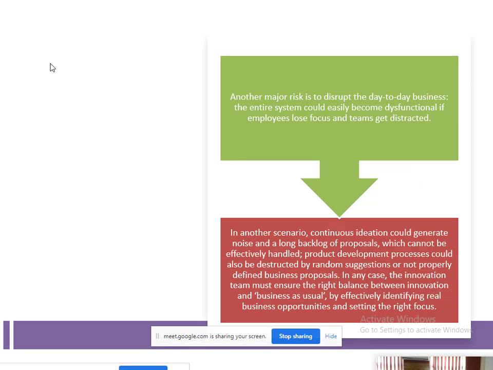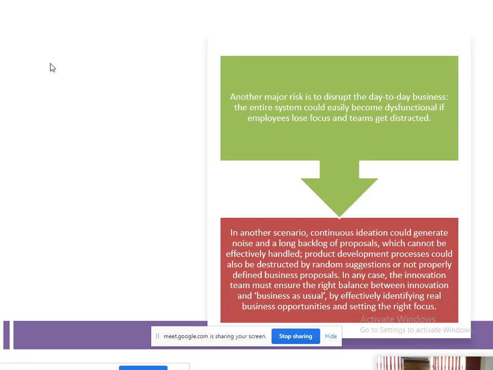Okay, so what is another major risk in this? The entire system becomes dysfunctional if the employee loses focus. If the employees or the innovating team lose focus or get distracted by some other things, then innovation can't happen, because for innovation, I already told you the development environment is very important. The development environment includes everything.